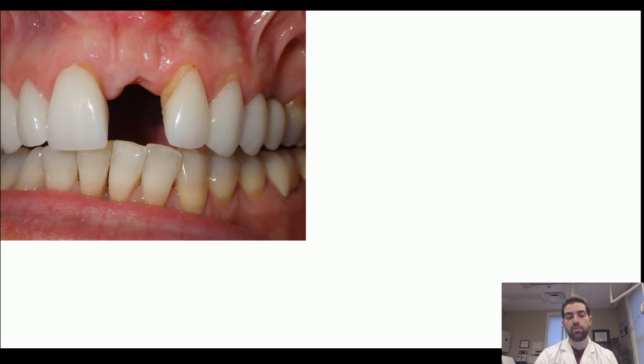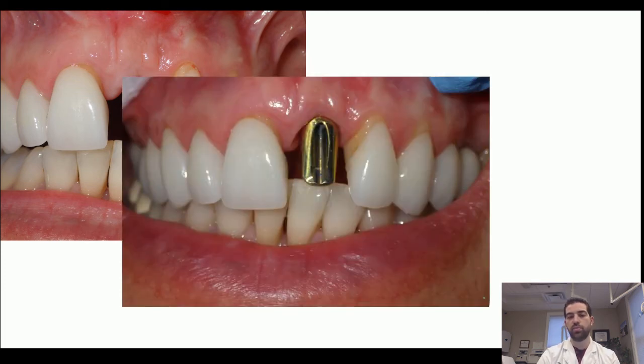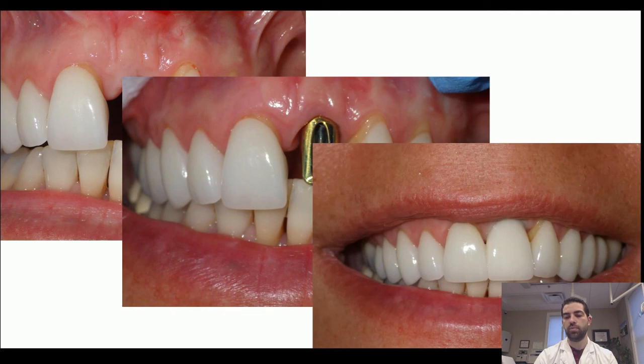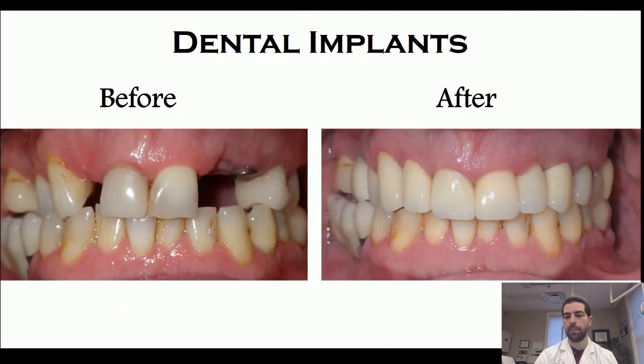This patient was missing a front tooth. The adjacent teeth had veneers. We didn't want to cut off those veneers, even though there was a little bit of recession on the adjacent teeth. So we put in a dental implant. This is that abutment that we were talking about. In this case, it is made of titanium and it's gold colored. And then the dental implant crown is put on just like any other crown over the abutment.